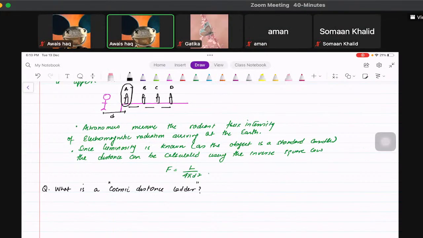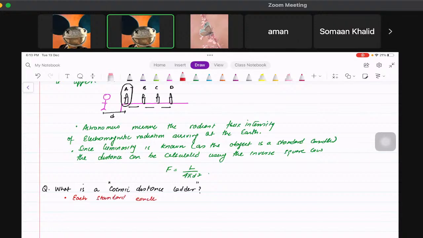So, cosmic distance ladder can be defined as that each standard candle method can measure distances within a certain range.